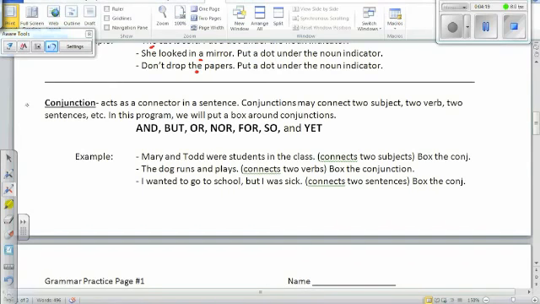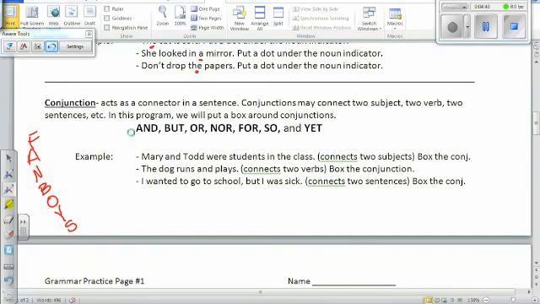You may have learned these in the past as fan boys. Whatever helps you remember it is completely fine. So this would stand for and nor, but, or, yet, so. So in our example, Mary and Todd were students in the class.